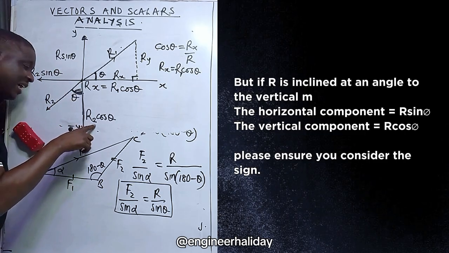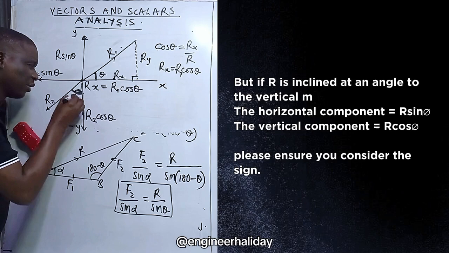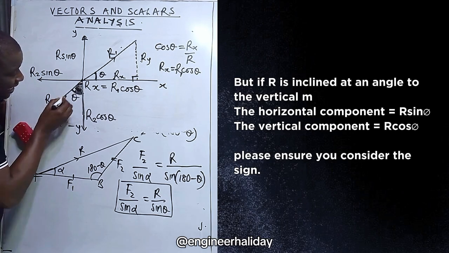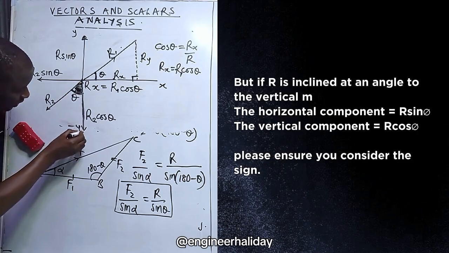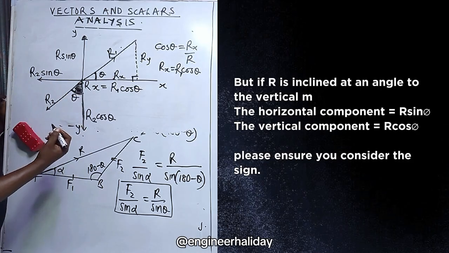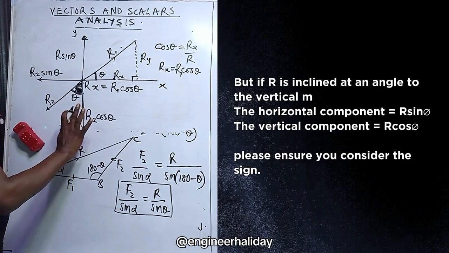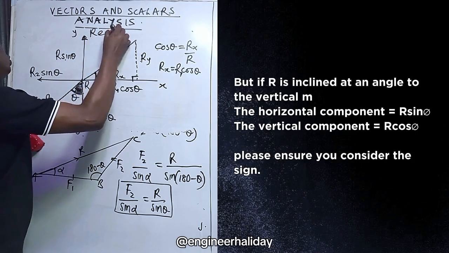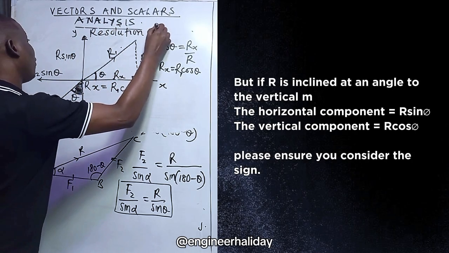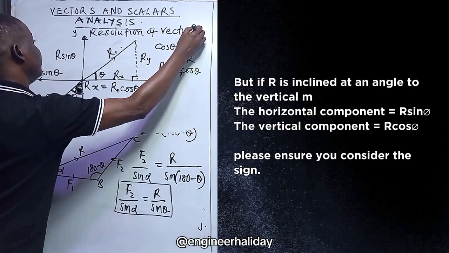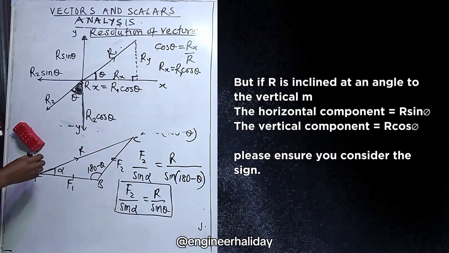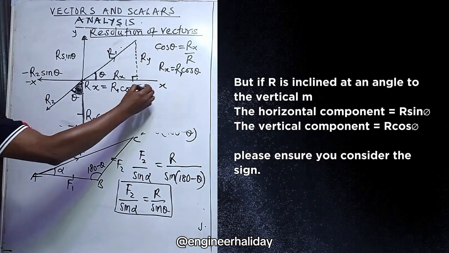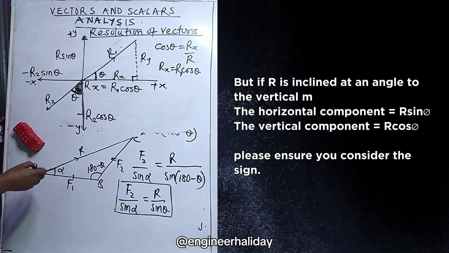Now, that is to say that R2 cos theta is included because the resultant here is inclined to the vertical. So it will take cos. So please, these are the basic things we need to understand when we resolve. This is what we call resolution of vectors. This one can carry minus, this one can carry minus, because here is negative x, here is positive x, here is positive y.